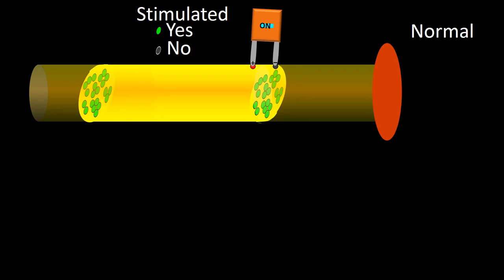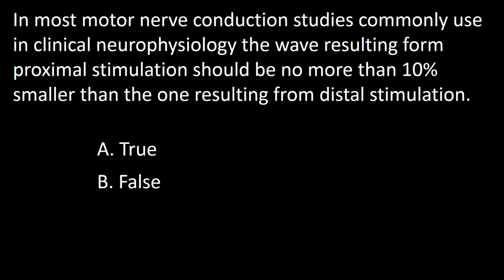If all fibers are stimulated distally, that is close to the muscle, the wave created will have certain size and contour. A more proximal stimulation, also exciting all nerve fibers, will create a similar wave as shown in this frame. Both waves will be about the same amplitude and shape. So the answer to this question is true.